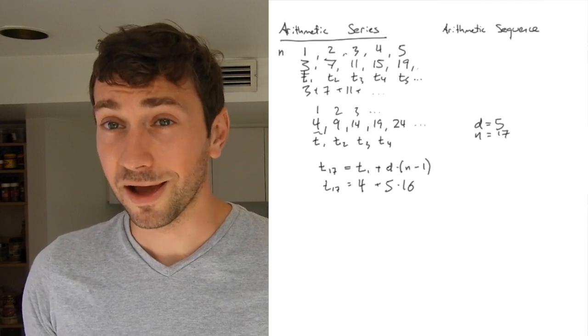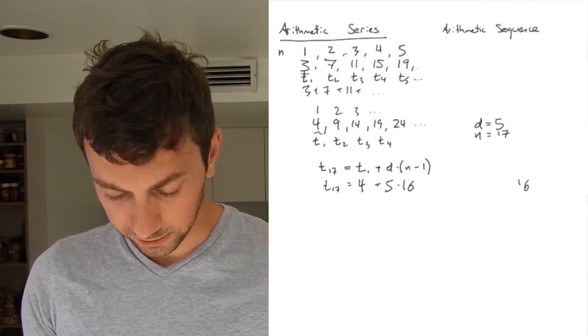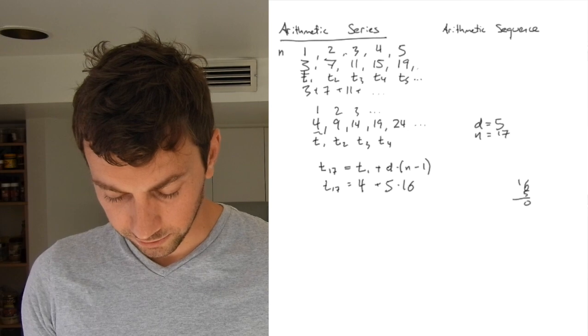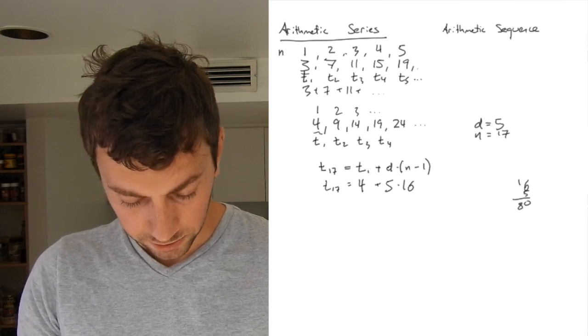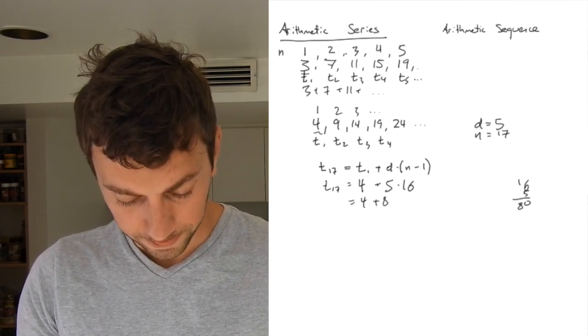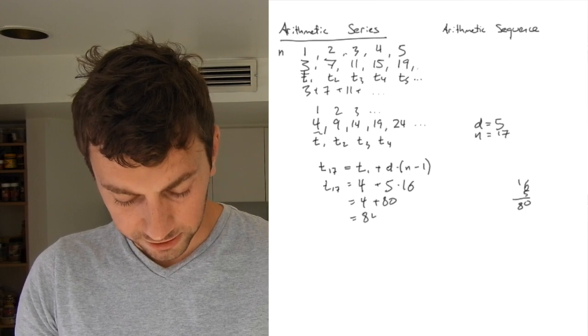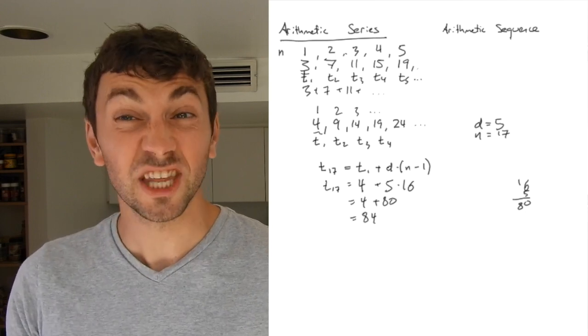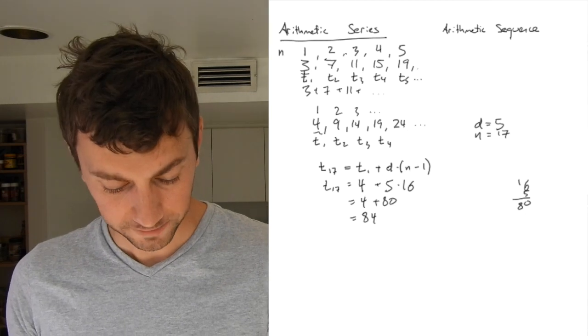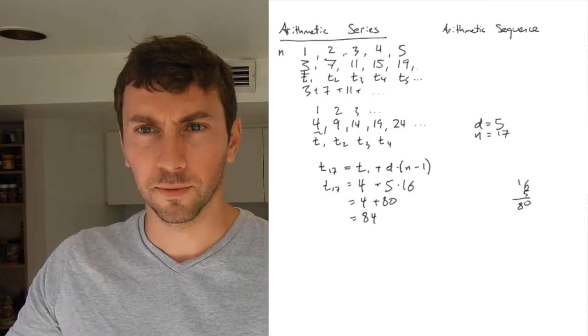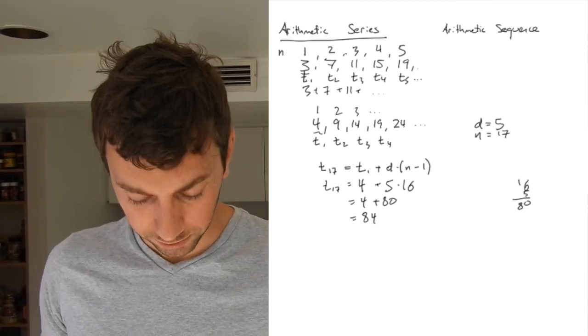Okay, let's see how good my math is on the spot. 16 times 5, 0, carry the 3, 80. So that's 4 plus 80. So that's 84. So the 17th term in this series is 84. So they kept going along. Let's just try another example.